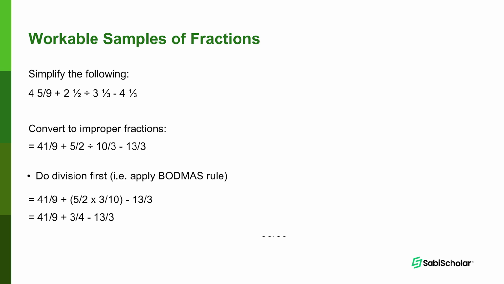That's 15/2 times 10, 20. 50/20. Both of that can be divided by 5. That will be 3/4. So 41/9 plus 3/4 minus 13/3. So these fractions have different denominators, so they are unlike fractions.